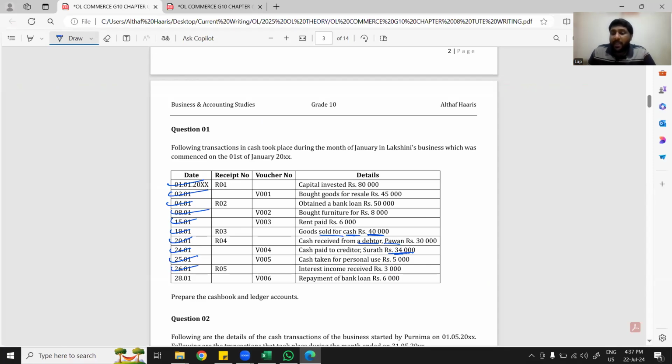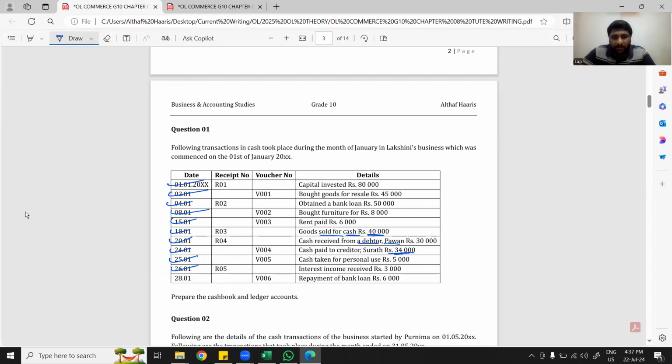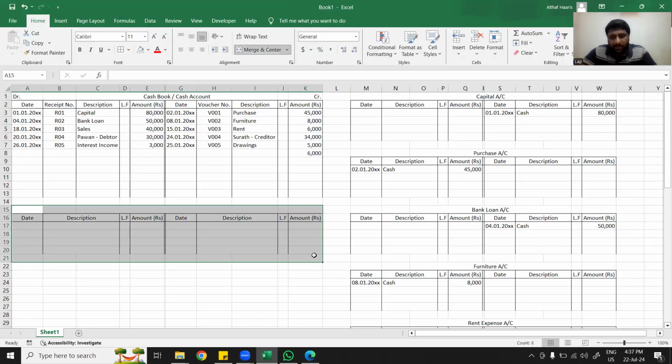Repayment of the bank loan. You are settling the bank loan, 6,000. Then your money is going out, 6,000. We already opened the bank loan account. So no need to have another one. We already opened one, so no need to have another one.